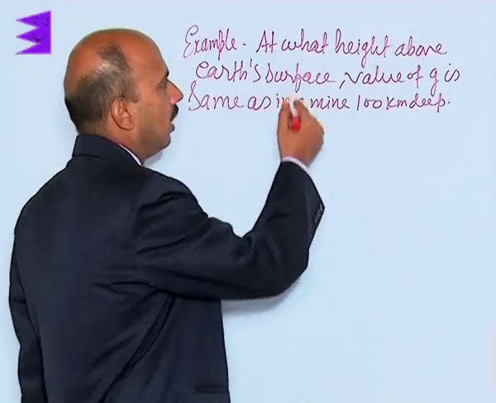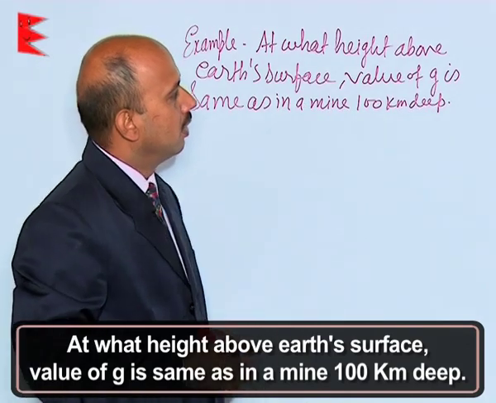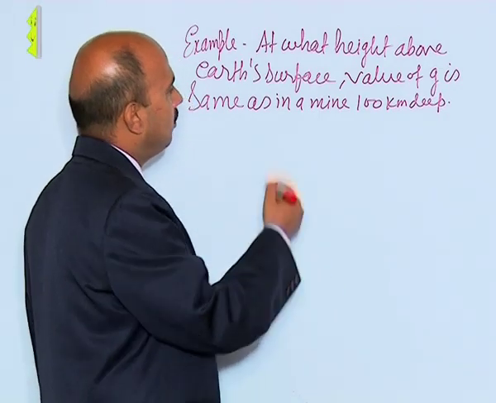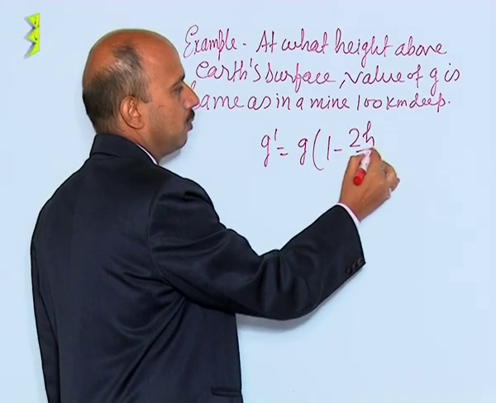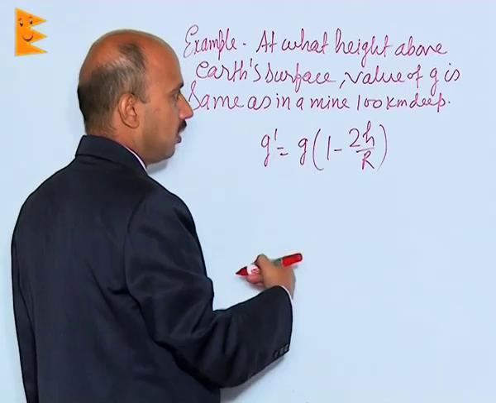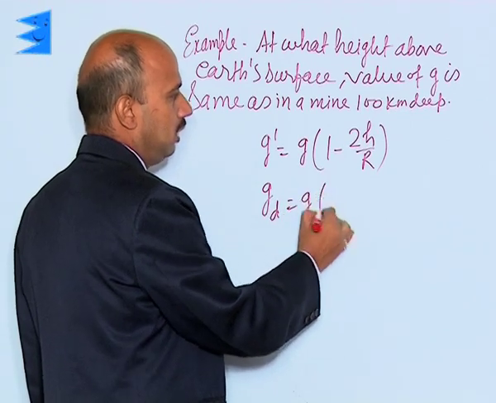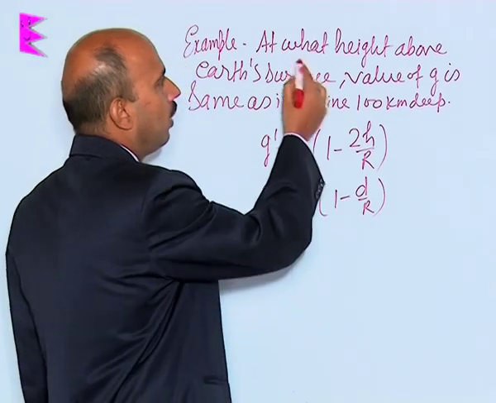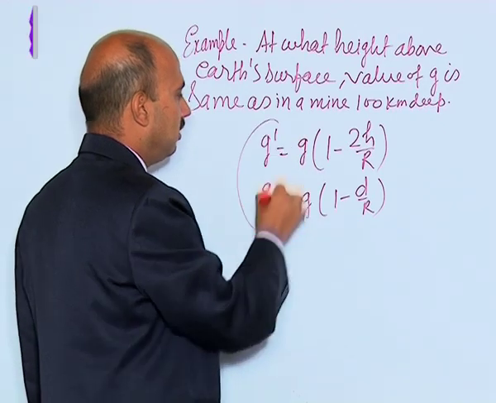Now, see in this question, at what height above Earth's surface the value of g is the same as in a mine 100 kilometer deep. Suppose the value above the surface is given by g dash is equal to g into 1 minus 2h upon R. Already we have derived this formula. And below the surface of Earth it is given by g d is equal to g into 1 minus d upon R. It is saying at what height above the Earth's surface the value of g is the same. It means these two are the same.